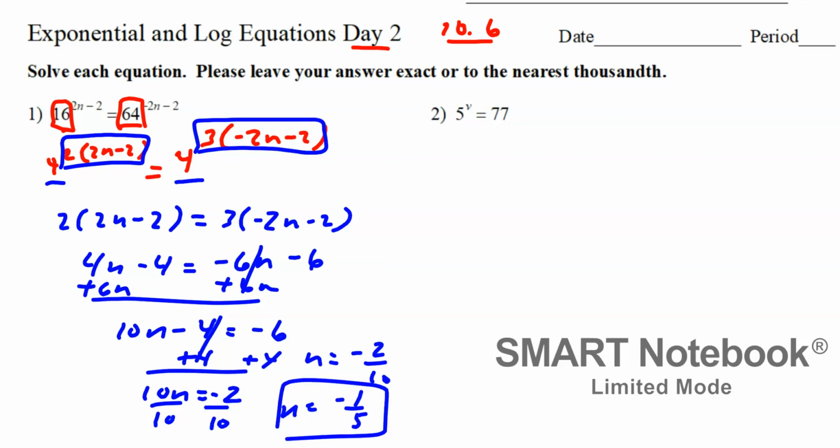Number 2, also exponential. So think about if you can change both of these bases to be the same thing. Can you do the same thing as number 1? Well, 5 to the first is 5, 5 to the second is 25, 5 to the third is 125. So we skip right over 77. So these do not seem like they could be written as the same base. So when we can't do that, we remember that exponents and logs are inverses and that logs are exponents. So we can change the formatting of this to be a log or ln equation.